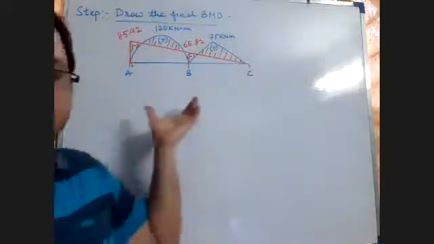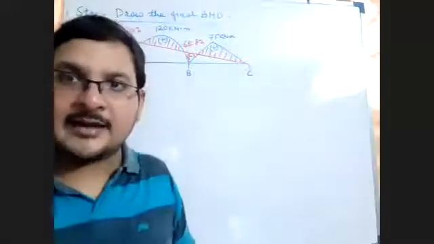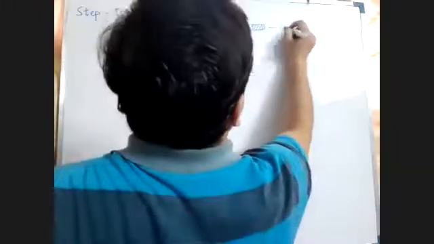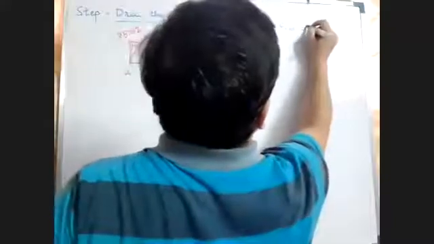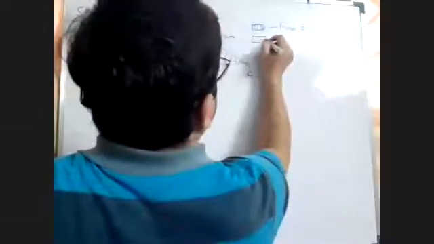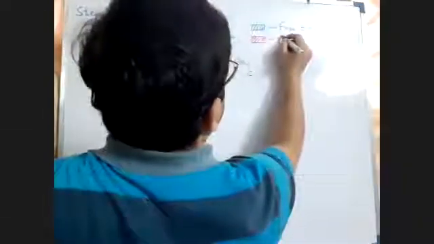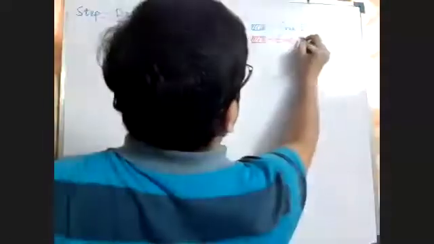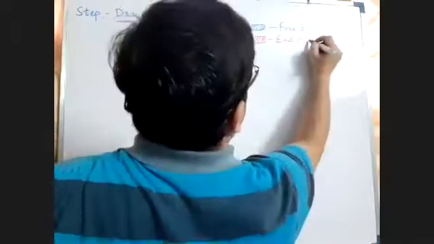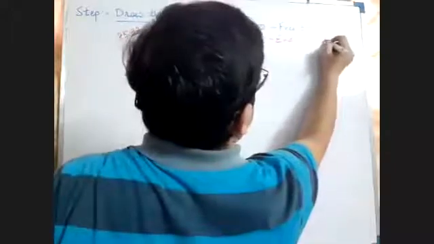So I hope everyone has understood how to draw the BMD diagram. The blue line is the free BMD, okay? And the red line is the end moment.